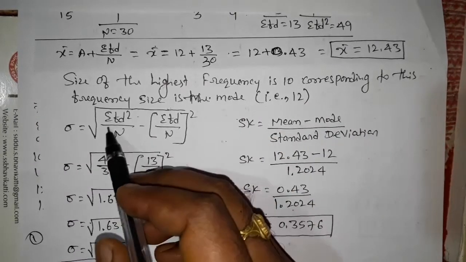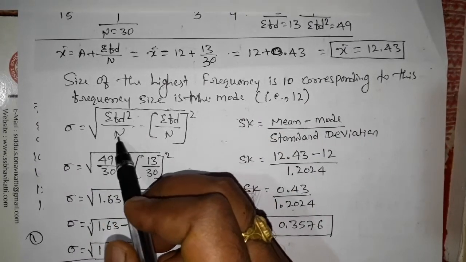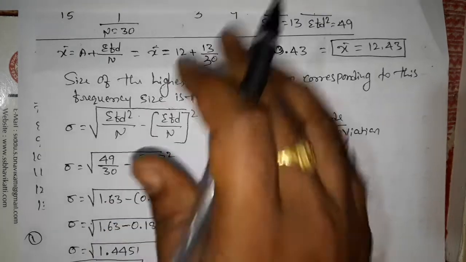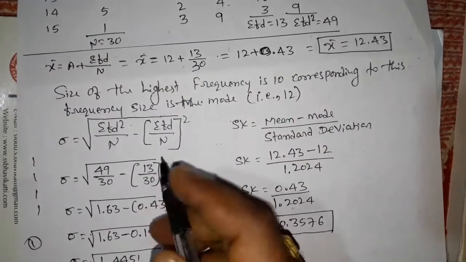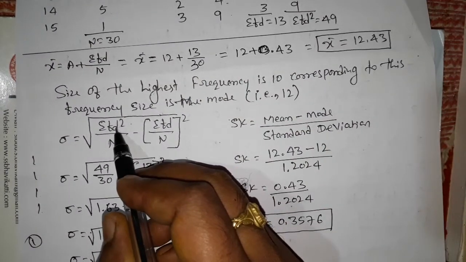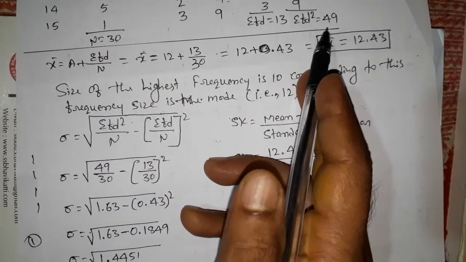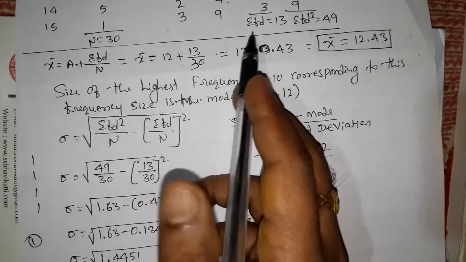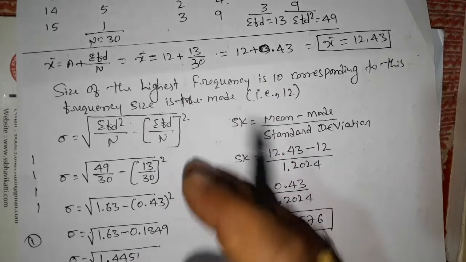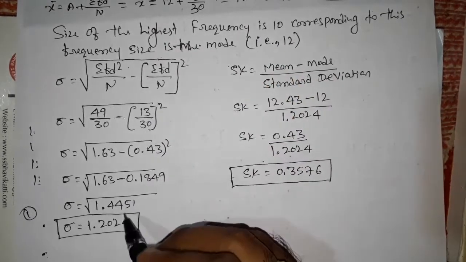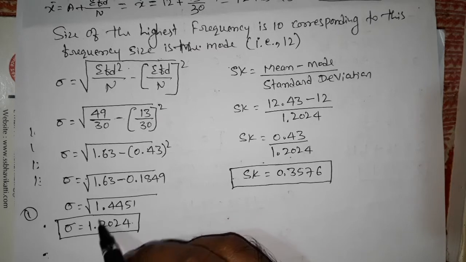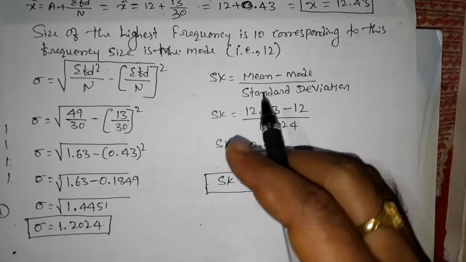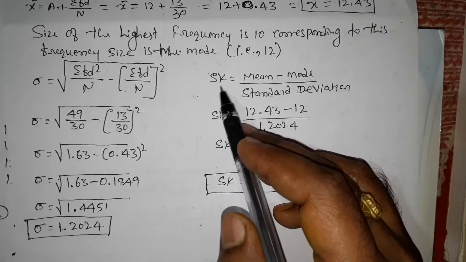We will find the square root of sigma fd square divided by n, minus the bracket sigma fd divided by n, squared. We know sigma fd square is 49, divided by 30, n is 30. Then sigma fd is 13, divided by 30. Sort out all these things and you will get the standard deviation, which is equal to 1.2024.